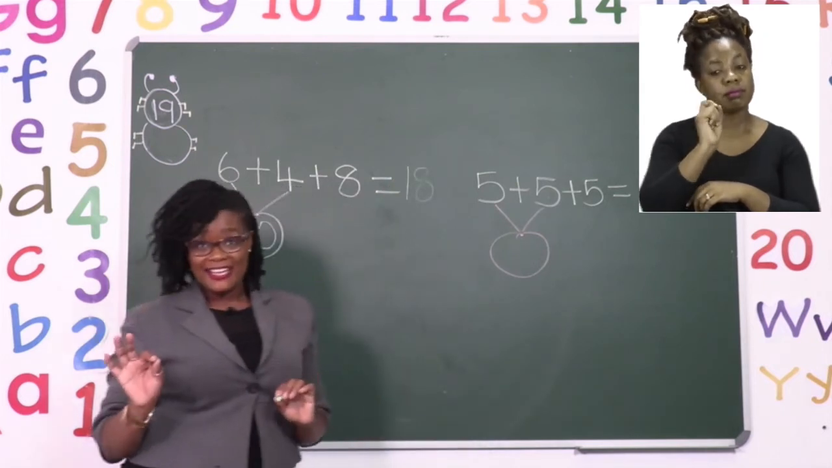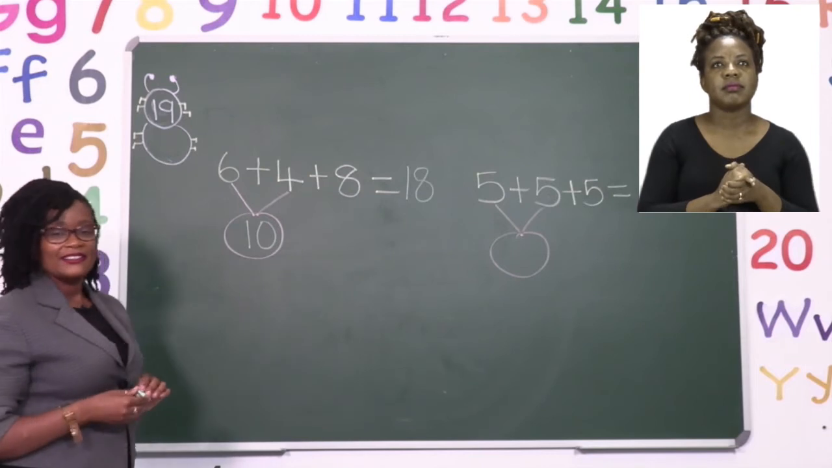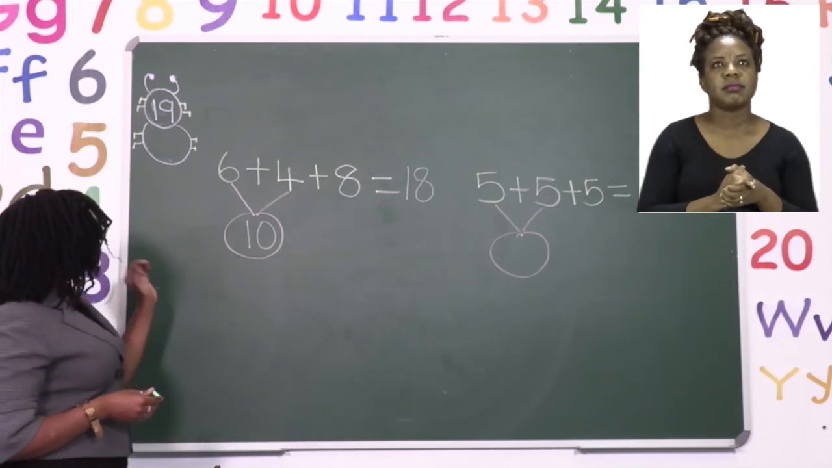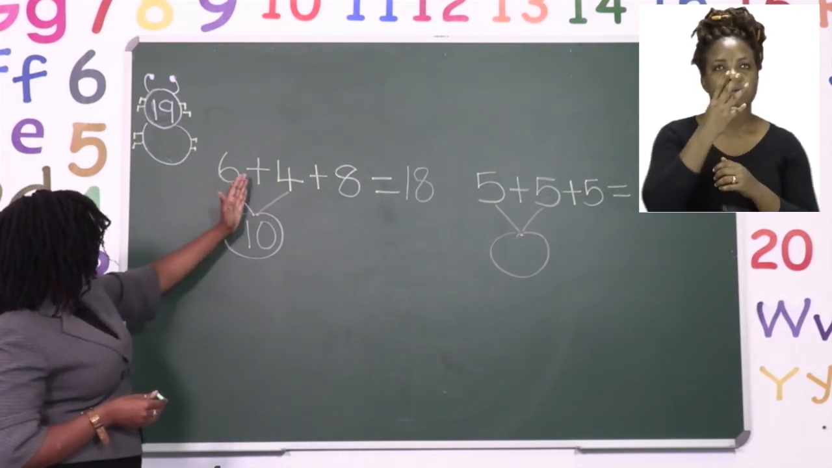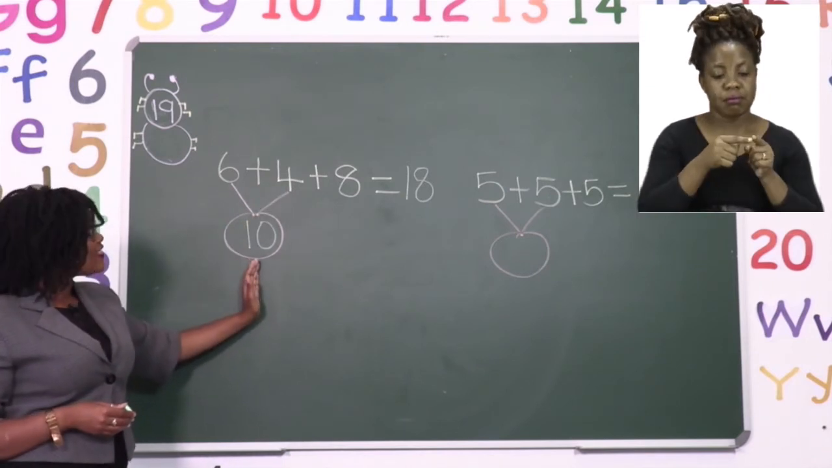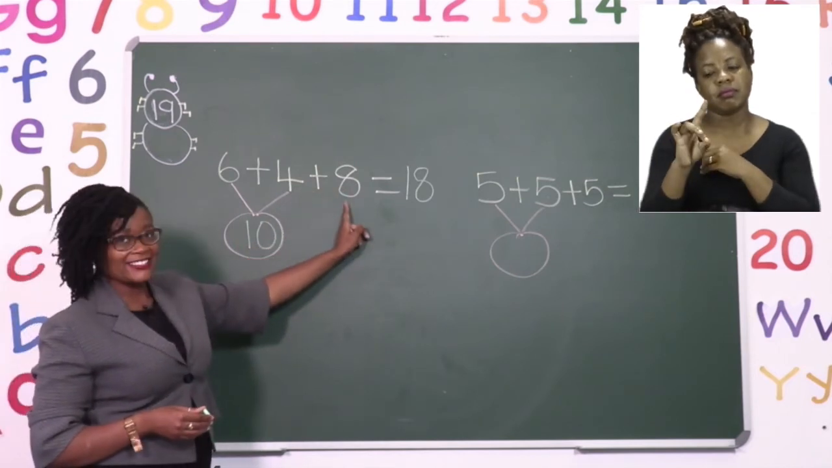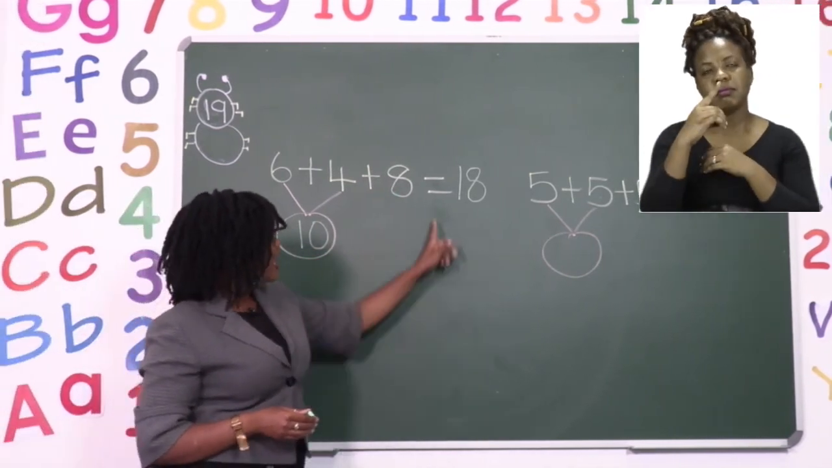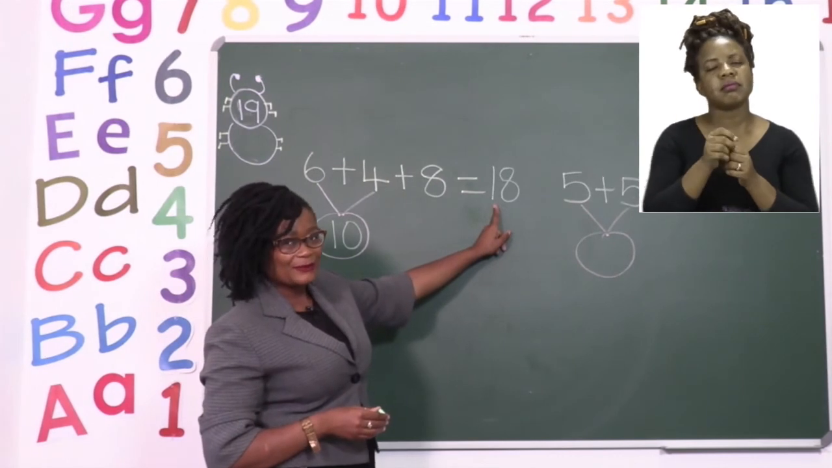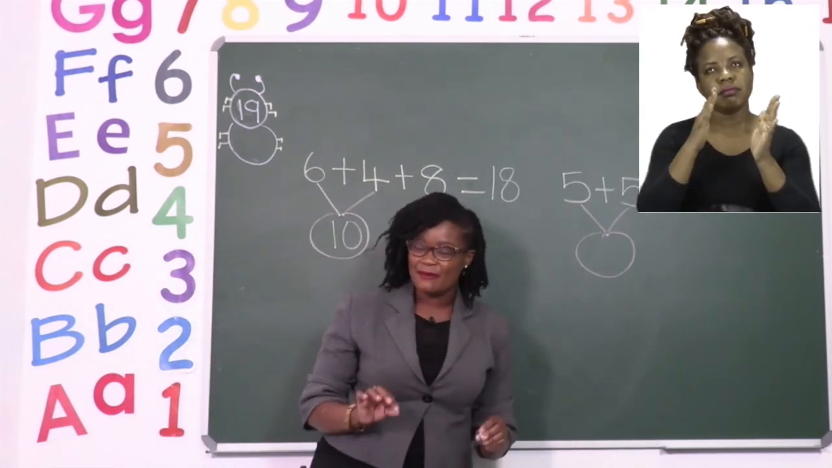Now let's do the second one together. But before that, let's check if our answer is correct. So we have 6 + 4, which we said was 10, and then we add 10 + 8, which we get 18 from. Now let's move on to the next one and see if we can do the same thing.